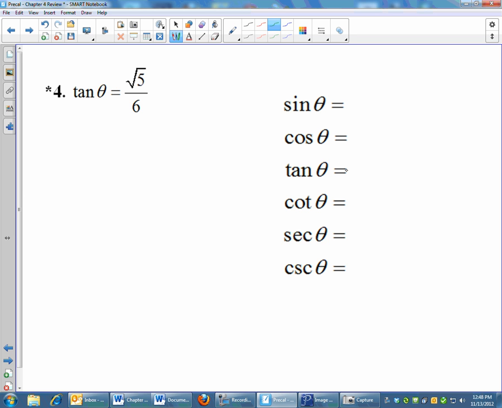I give you tangent is root 5 over 6, and if I know what tangent is, I can reciprocate that and get my cotangent, 6 over root 5, but my other 4 are going to depend on that triangle. Since this is not on the unit circle, I will draw my triangle again, so leg, hypotenuse.